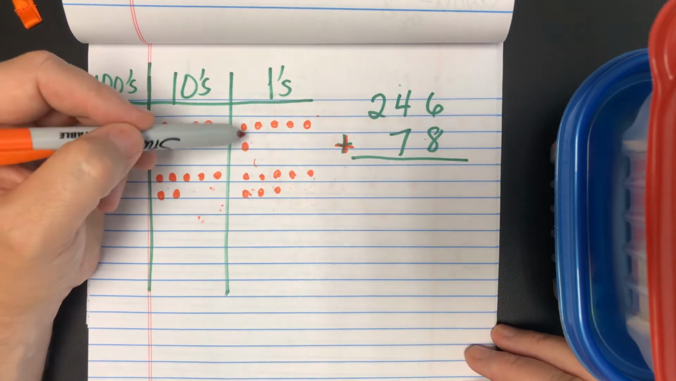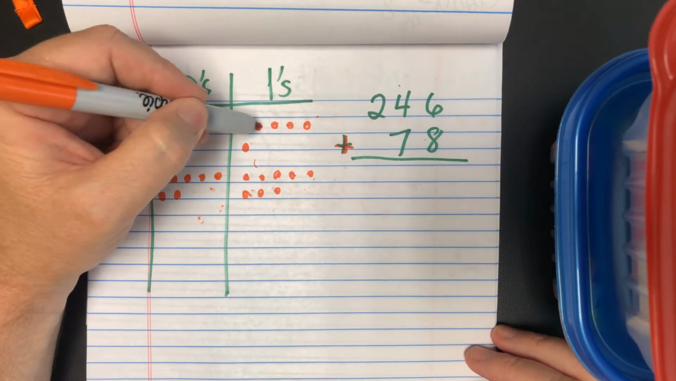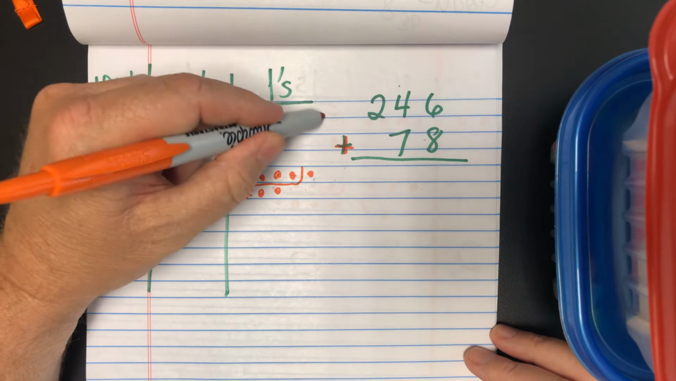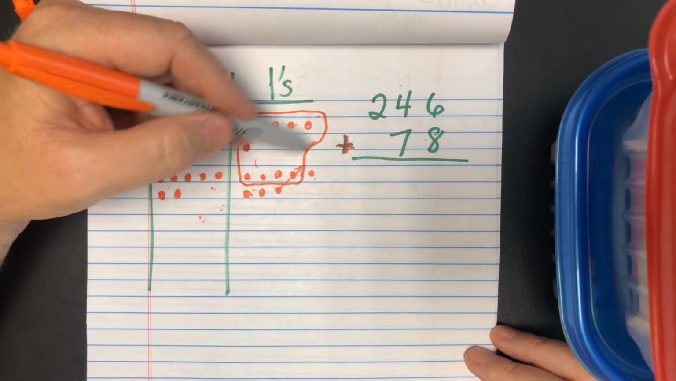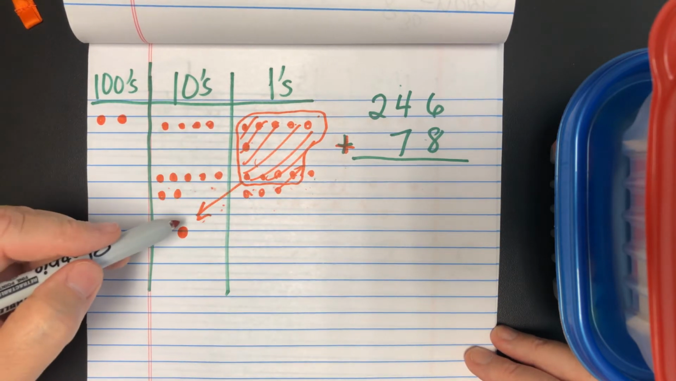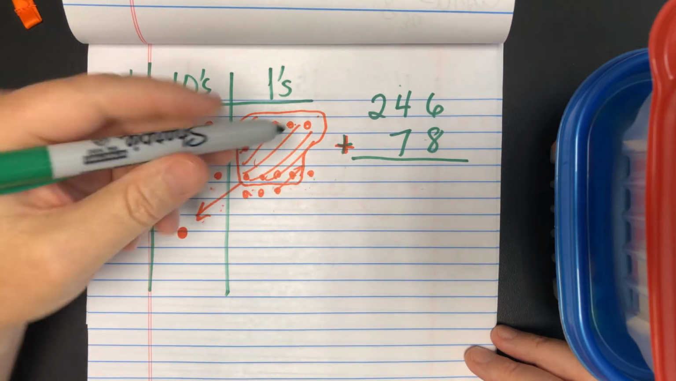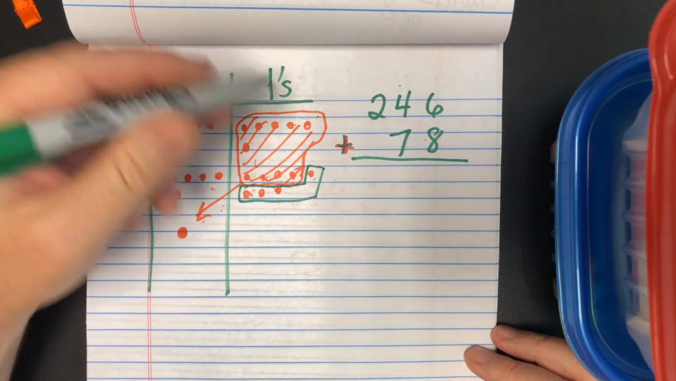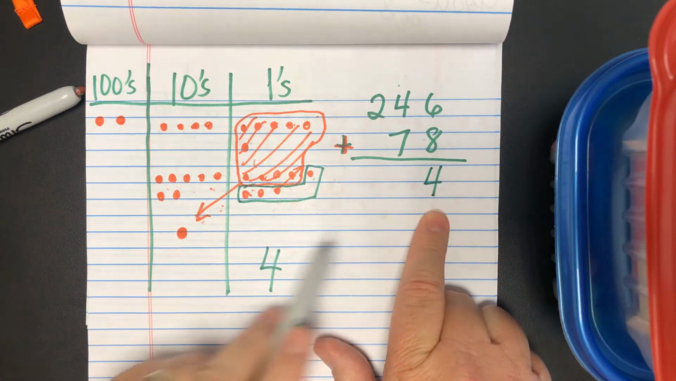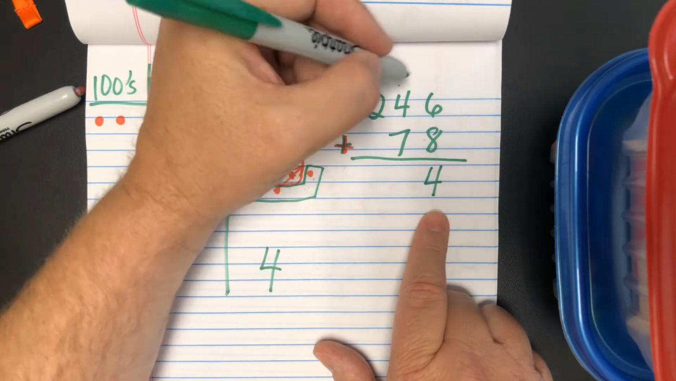Let's check it out. So it looks like we have enough dots to cache them in. Let's make sure. 1, 2, 3, 4, 5, 6, 7, 8, 9, 10. These 10 dots is enough to cache it in and give us a new dot in the tens column. So what do we have left here? We have 4 ones left over. So I'm going to write that down here, but I'm also going to put it right here. We have 4 dots left over in the ones column, and we have a brand new one in the tens column. So I'm going to put that right here.